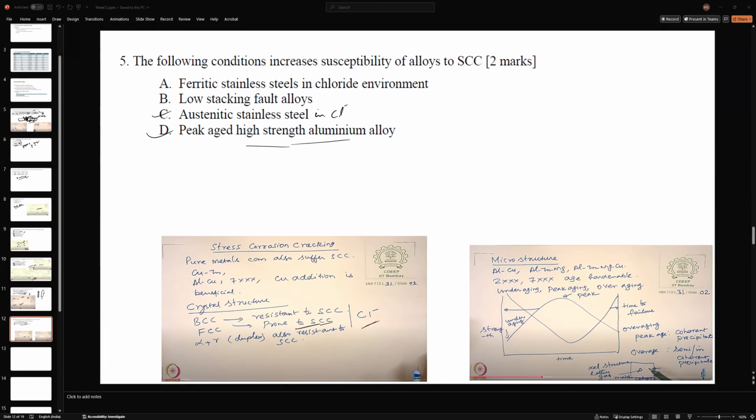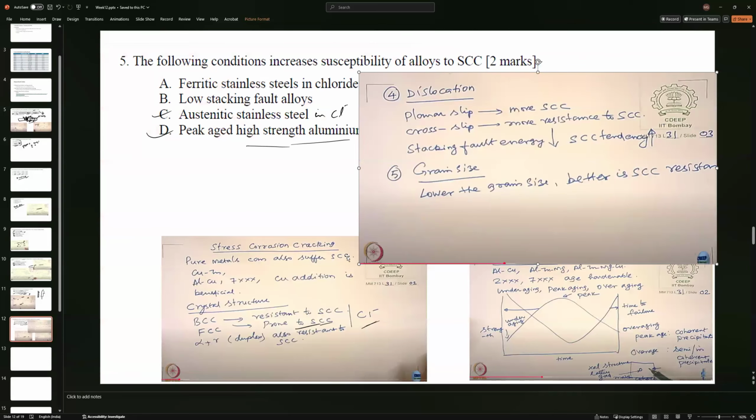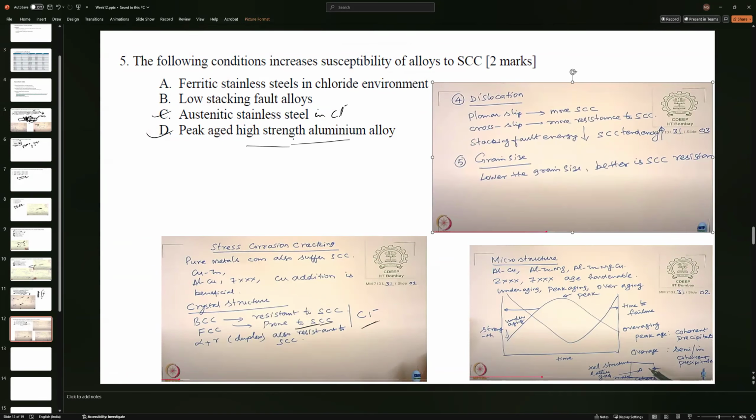This location, yeah. So stacking fault energy decreases and tendency increases. So B is correct.